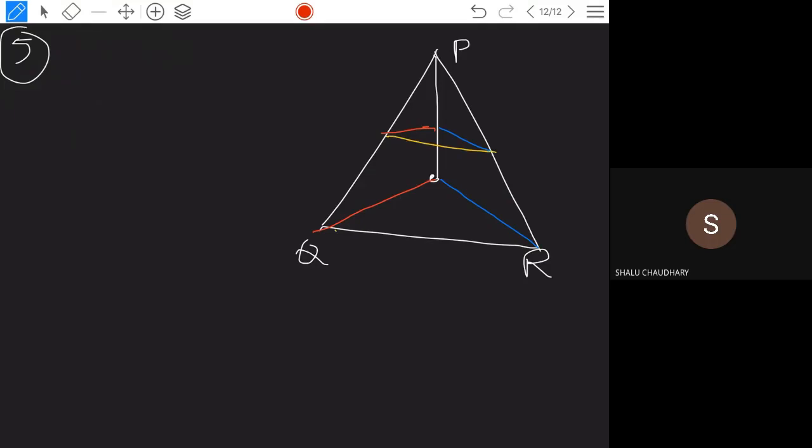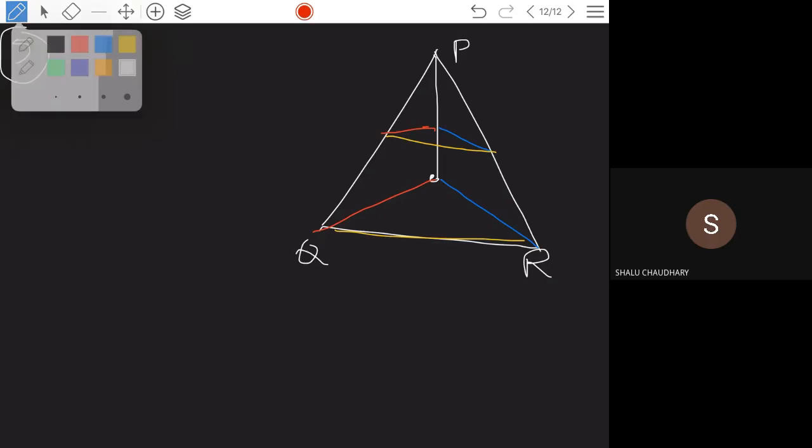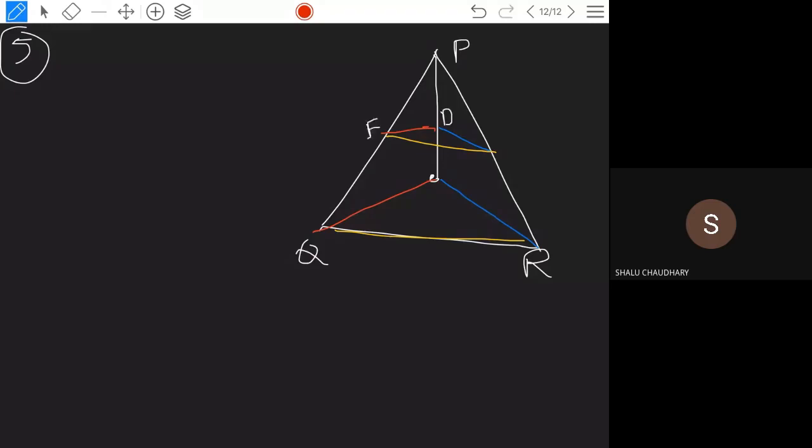Okay. So now here, whenever you take into consideration, let us name the points here. Here it is D, E, and here it is F. D, E, F, and this is Q and R, this point is O. So what is given? DE is parallel to OQ.